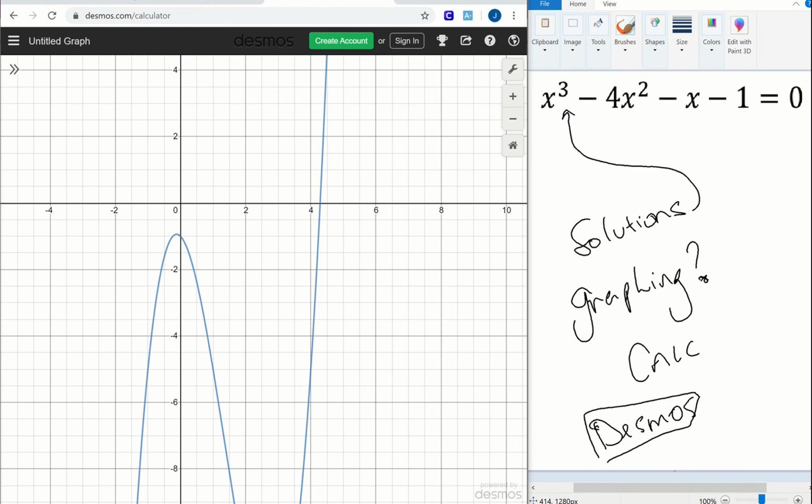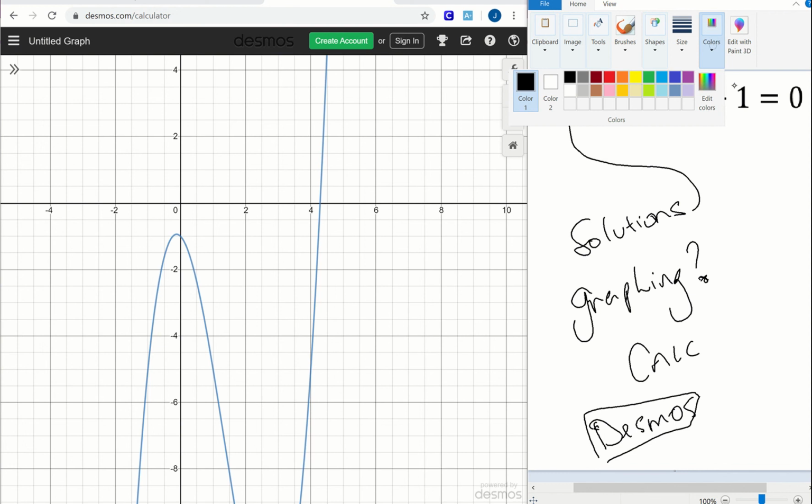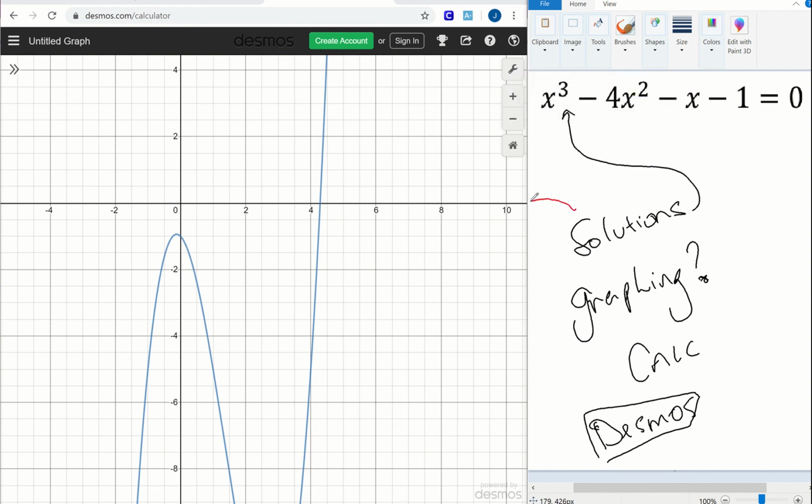By the way, solutions, I don't know if it depends on where you had talked about this or where you might have learned it, but your solutions are going to be where it crosses this x-axis right here. So that's what we're looking at. Where does it cross the x-axis? We're looking for solutions, and there's only one. When we trace this all the way up to that 0 point right there, we're able to find it.